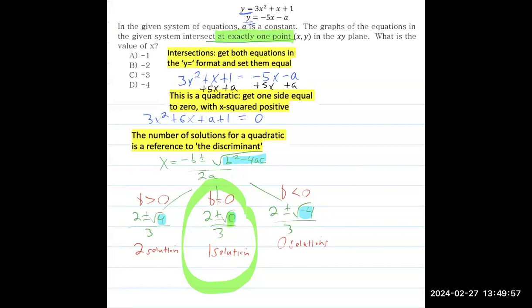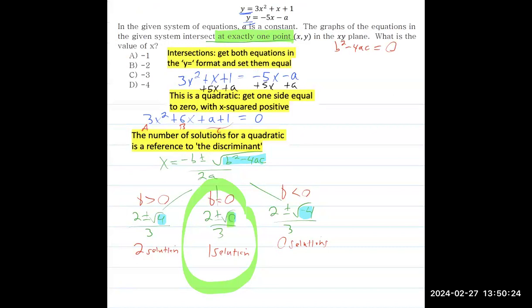So let's go ahead and start that. b squared minus 4ac equals 0. Now our a is the 3 in front of the x squared, our b is the 6 in front of the x, and our c is the a plus 1, that whole part at the end. There's some overlap between the letters, but we won't let that confuse us. These are positions, so they don't relate the same way.